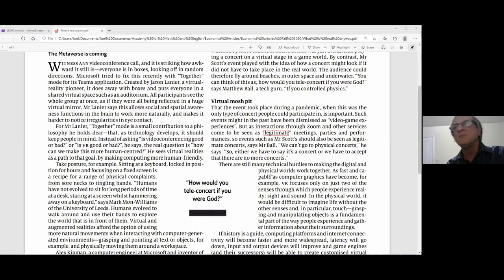Okay, so what does that mean, Tessa, if something is legitimate? I don't really know what. So legitimate means it's real. A legitimate meeting would mean a real meeting. It says interactions through Zoom can be seen as legitimate meetings. In the past, people felt that for it to be a real meeting, it had to be a live meeting.